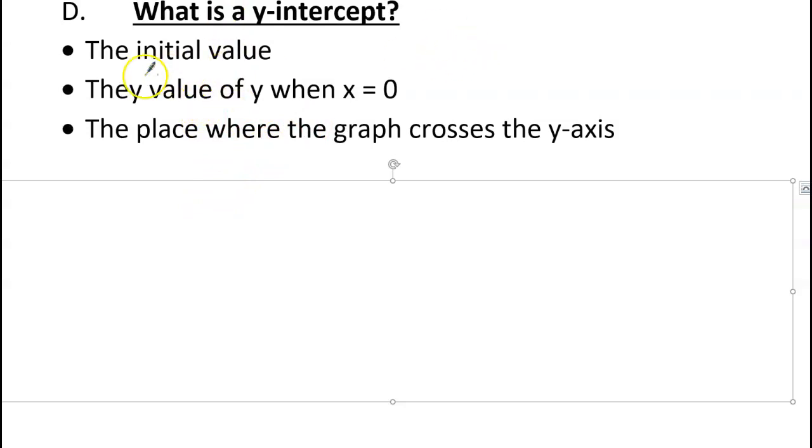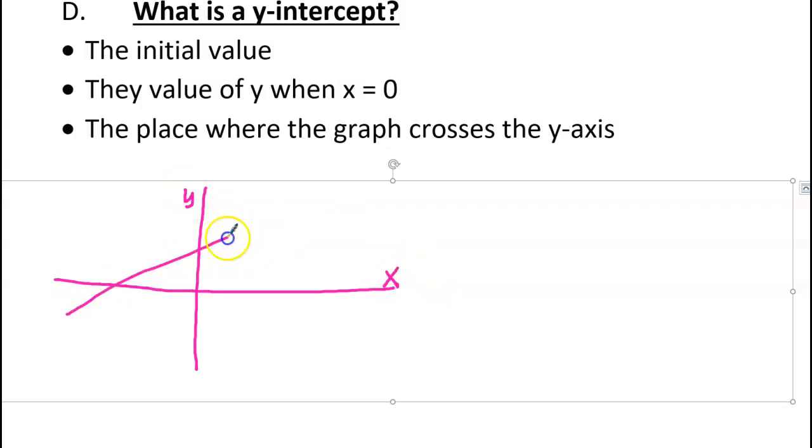Y-intercepts. Let's talk about those for a minute. So I think the easiest way to understand what a y-intercept is is from the perspective of a graph. A y-intercept is the place where it touches the y-axis. Okay, so I'll start off with that definition. It's the place where a graph crosses the y-axis. Now, what's significant about that point is you're going to have a value for y there. I'm not sure what it will be. But no matter what, anytime you're on the y-axis, the x value will always be 0.